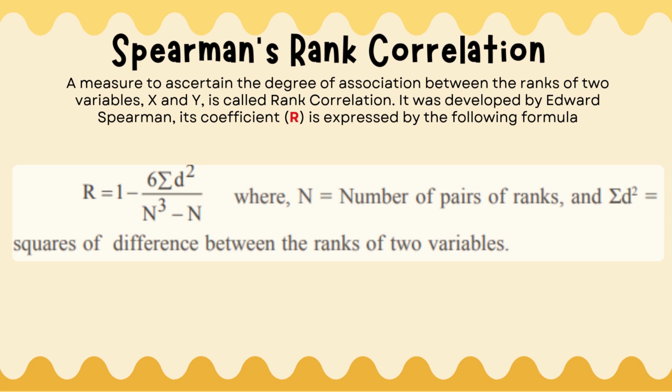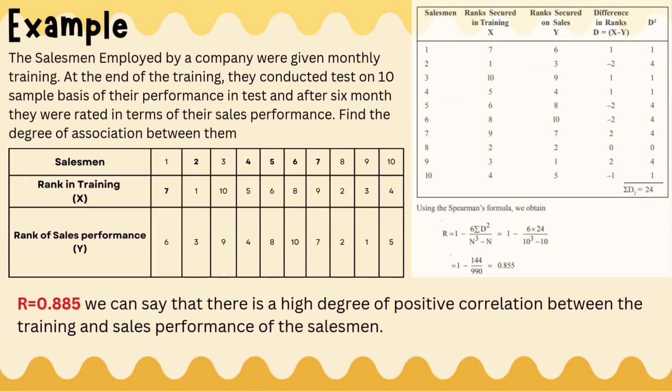Now, another method is Spearman's rank correlation coefficient. Now we will see the formula of this method. It is strictly denoted by capital R and is nothing but 1 minus 6 summation d square upon n cube minus n, where n is the number of pairs of ranks, and summation d square is the sum of squares of differences between the ranks of the two variables. Now we are going to see an example of Spearman's rank correlation coefficient.